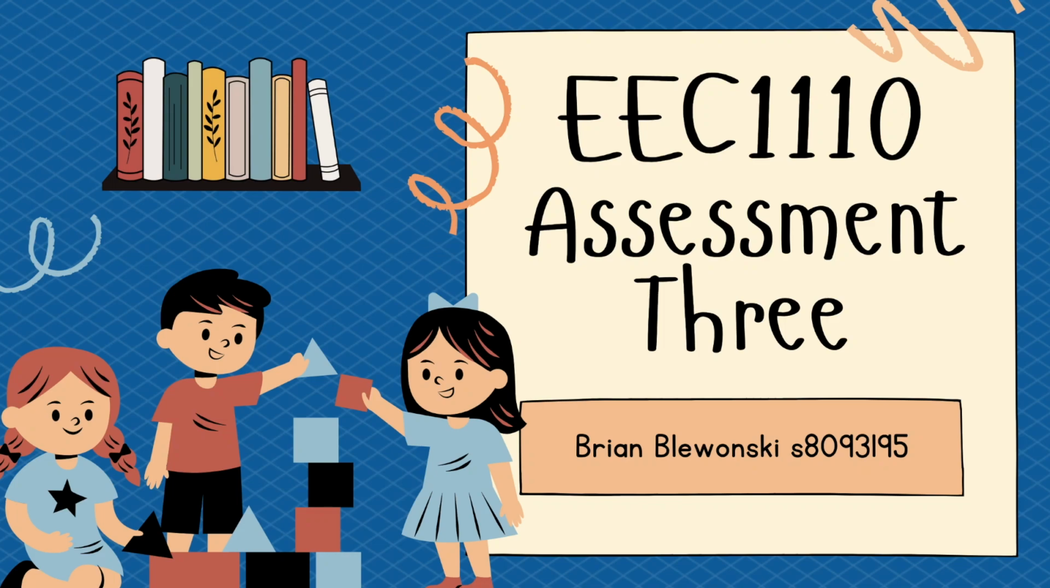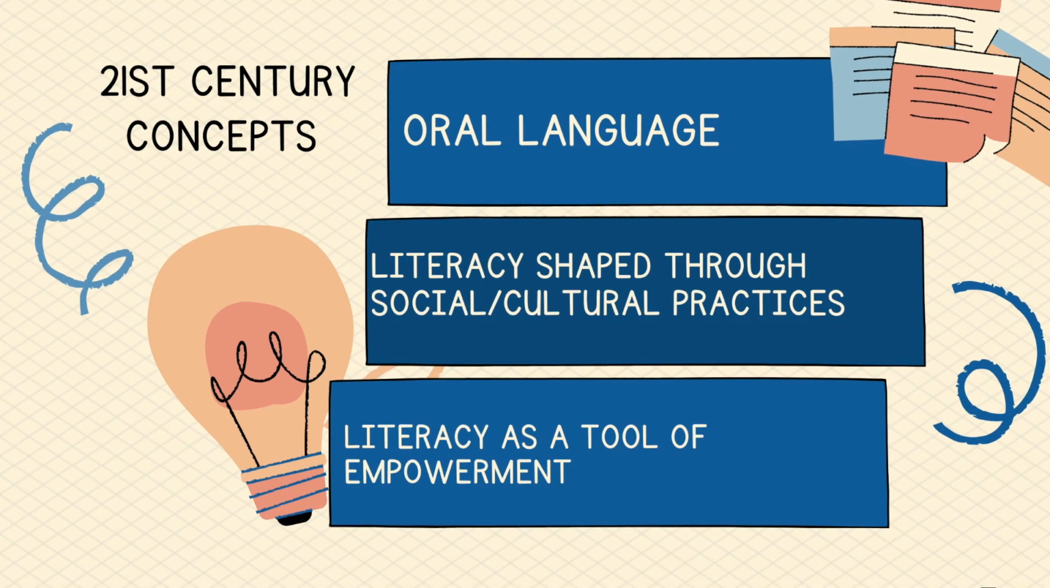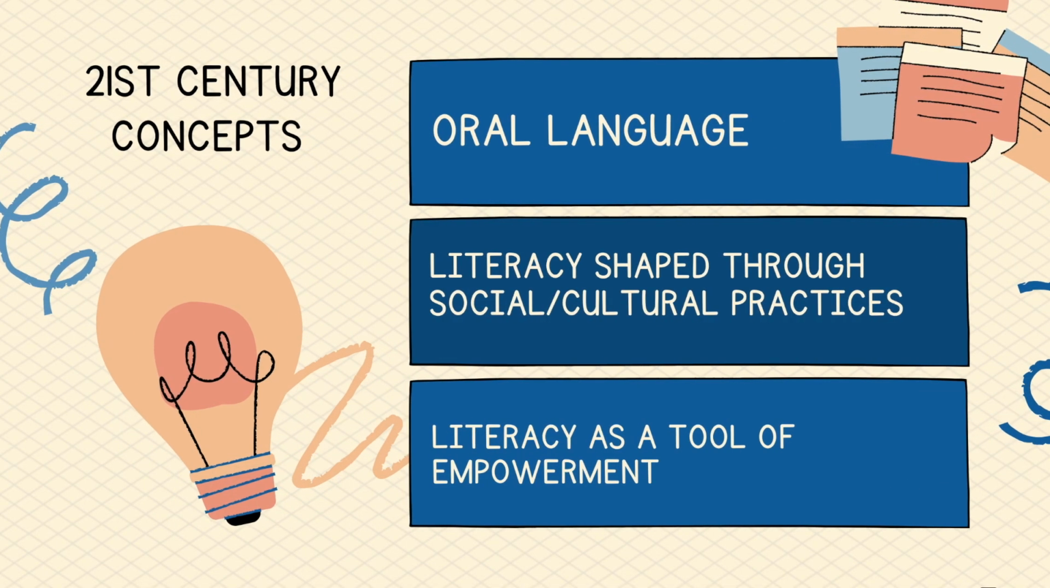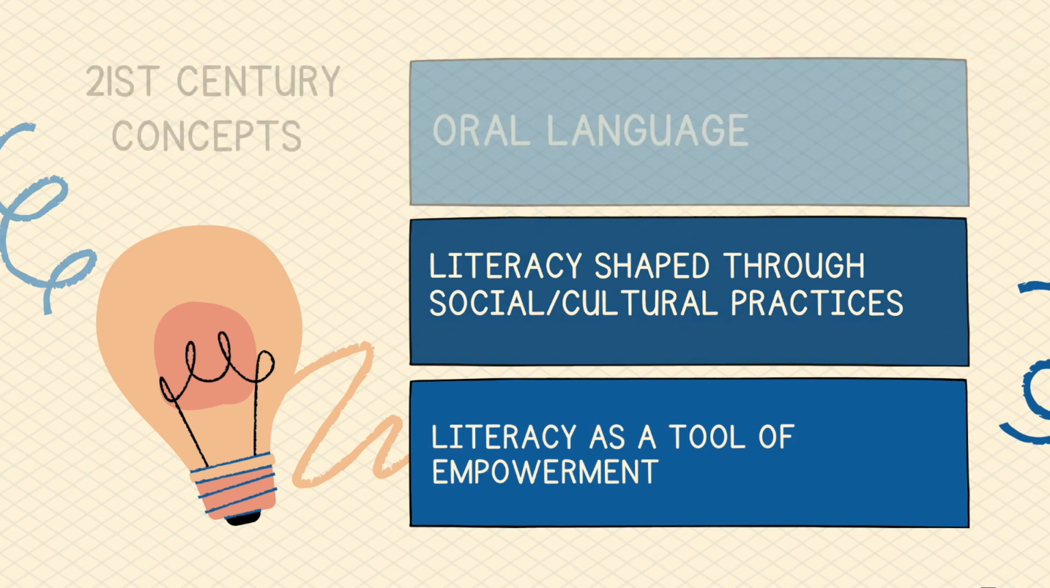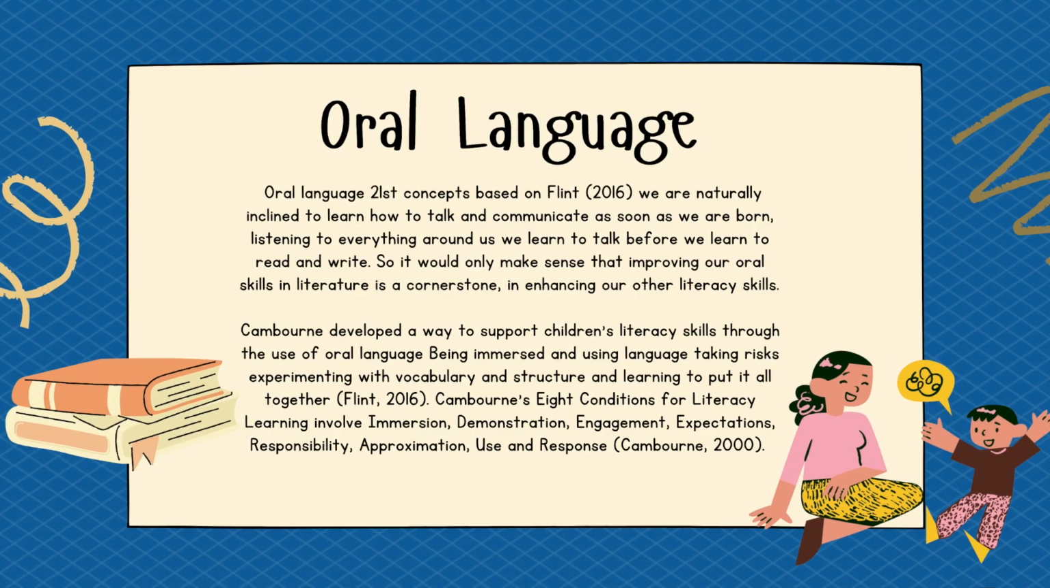The Kilo Library is a small community library. How can we improve this? Through 21st century literacy concepts. The three that I've chosen are oral language, literacy shaped through social and cultural practices, and literacy as a tool of empowerment. Oral language is a 21st century concept.